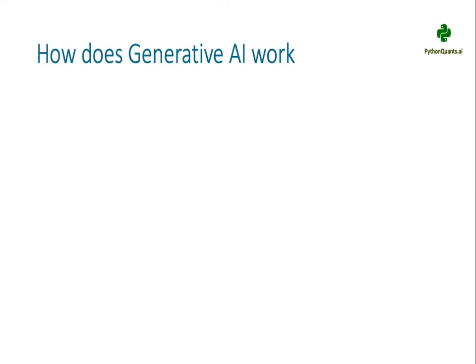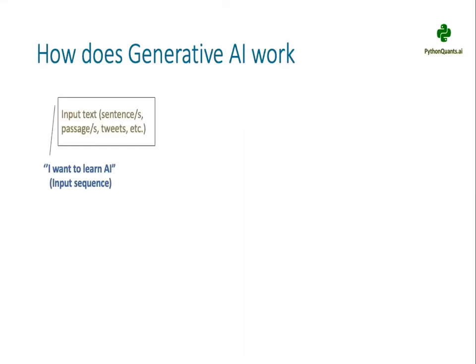Let's see how generative AI works. So let's say we have an input sequence, and based on that sequence, we want to generate follow-on sentences. So here's our input sequence, and based on this prompt, we want to generate follow-on sentences.